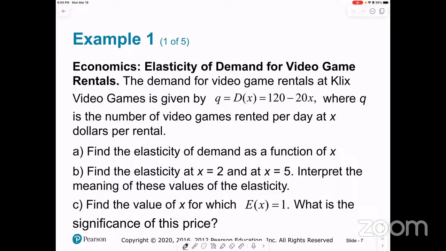Okay, so that's our demand function. Find the elasticity of the demand as a function of x. Find the elasticity when x is 2 and when x is 5. Interpret the meaning of these values of the elasticity and find the value of x for which the elasticity is equal to 1. What is the significance of this price?